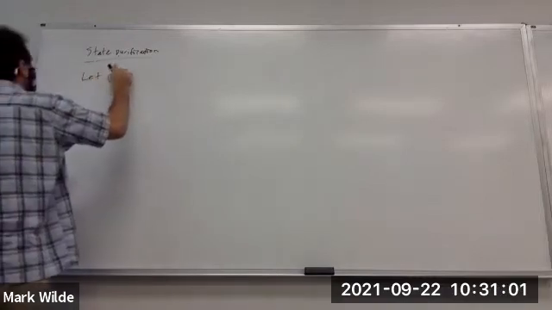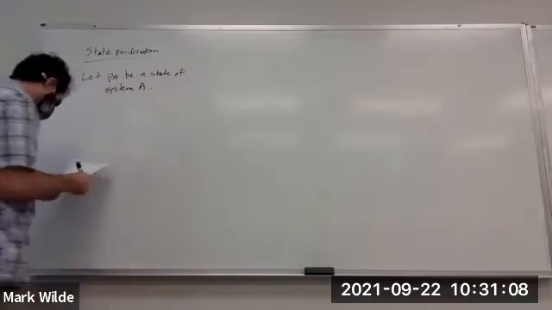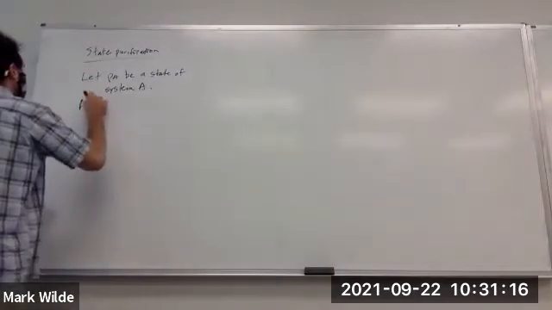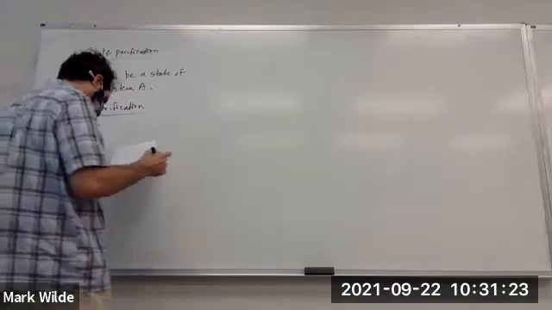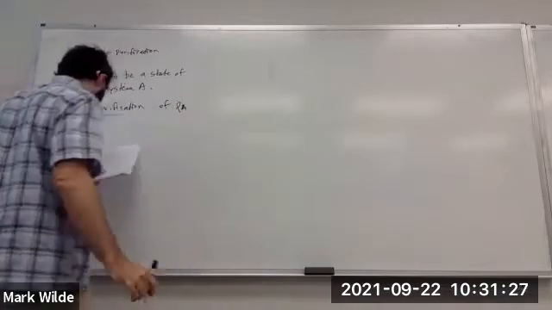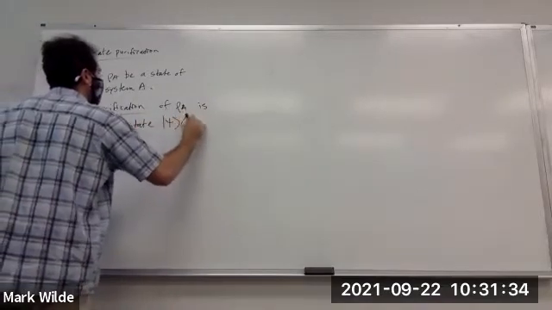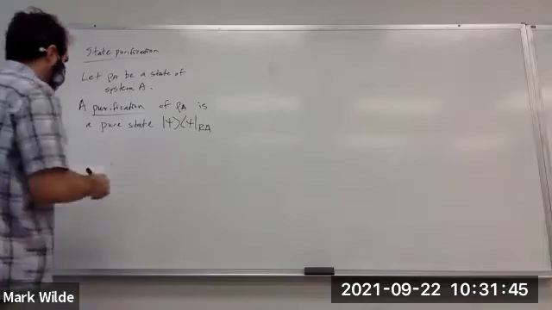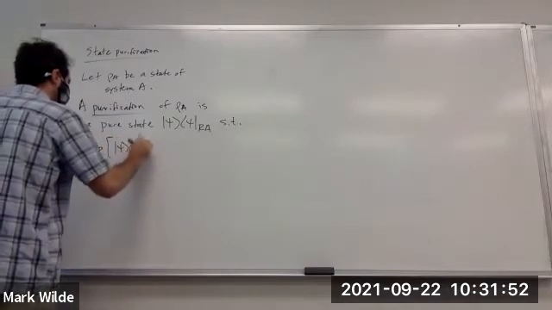So let rho A be the state of system A, and a purification. The name's a good name, but it is what it says. A purification of rho A is a pure state psi R, right? So it's a state on a tensor product Hilbert space. And the main condition is that you take the partial trace over this reference, and you get back the original state.